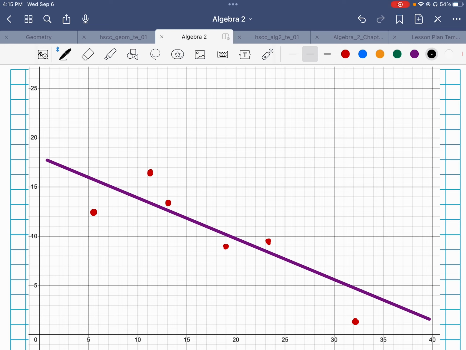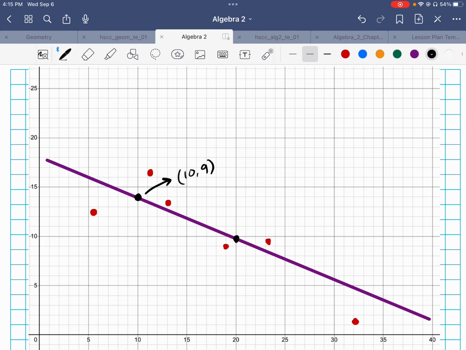So I'm going to look for points that I can identify. I can identify that point right there. Now I get to decide how accurate I want to go with this point. So this point is 10 units to the right, and it's 9 units up. So I'm going to call that point 10, 9. And then I'm going to pick another point right about here.